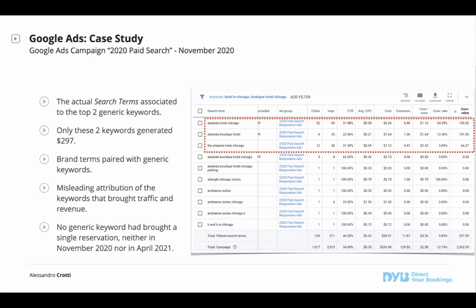This is what happens anyway. And why am I saying so? Because even though the hotel was under the assumption that back then in November 2020 the campaigns were performing well, actually the campaigns were not performing well, because yes, we're generating revenue, but the search terms and the keywords did not match. Meaning the hotel was assuming that they were getting traffic for very broad and very generic keywords. How cool is it to get reservations and revenue for someone searching for hotel in Chicago? But that's not true, because the reality is that the revenue generated was anyway generated from brand related search terms.